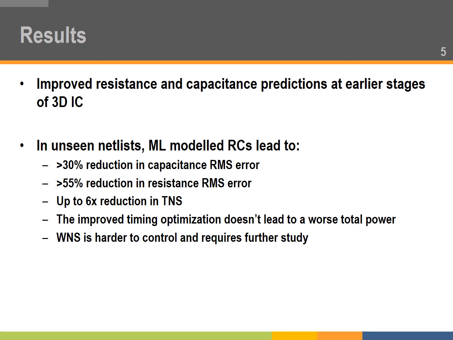actually not increasing. And we also see that even though the total net slack has up to 6x reduction, the worst net slack is much harder to control, and we sometimes see an increase in the worst net slack because it only depends on very few critical nets, and we have to properly target these critical nets to control the worst net slack, and this requires further study.